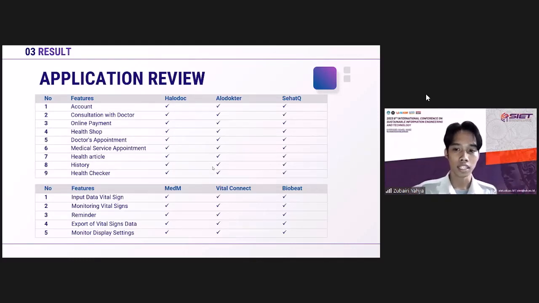Through our analysis of Halodoc, HaloDokter, and SehatQ, we pinpointed 9 essential features within the remote doctor consultation domain. Simultaneously, in MedM, VitalConnect, and BioBit, we identified 5 key features in the vital sign monitoring system. Understanding these core features empowers us to enhance our telehealth application framework.